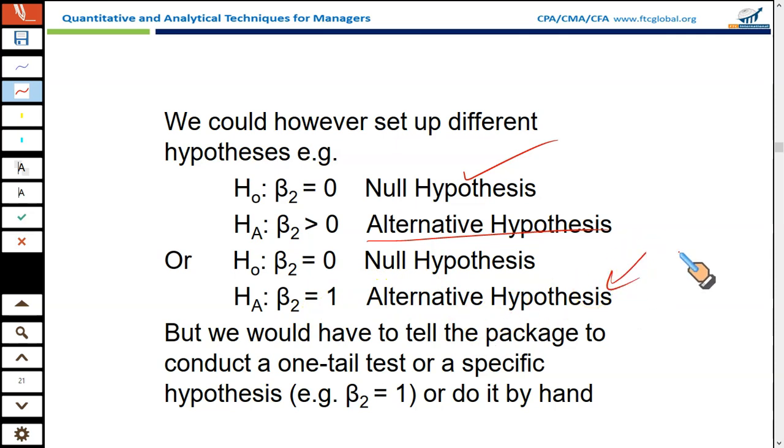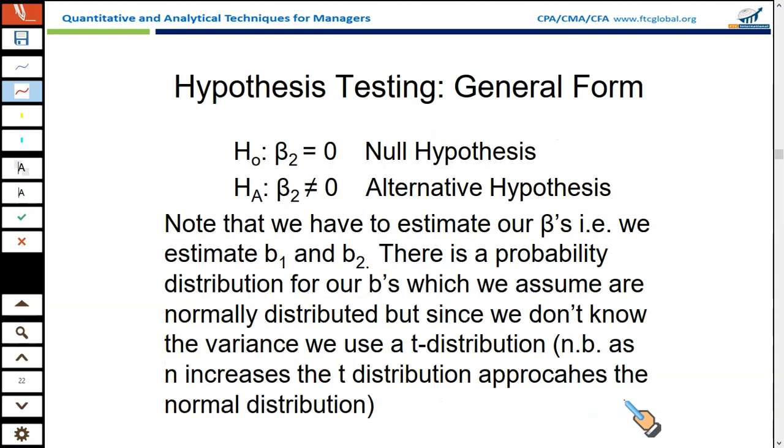Now look at this, what's the difference between the previous one and this one? In this you can see that these are not two-tailed tests, they are one directional only. So we would have to tell the package to conduct a one-tailed test, or a specific hypothesis where we want beta to be equal to 1 or greater than 0, or do it by hand maybe. So here we have the general form of a hypothesis.